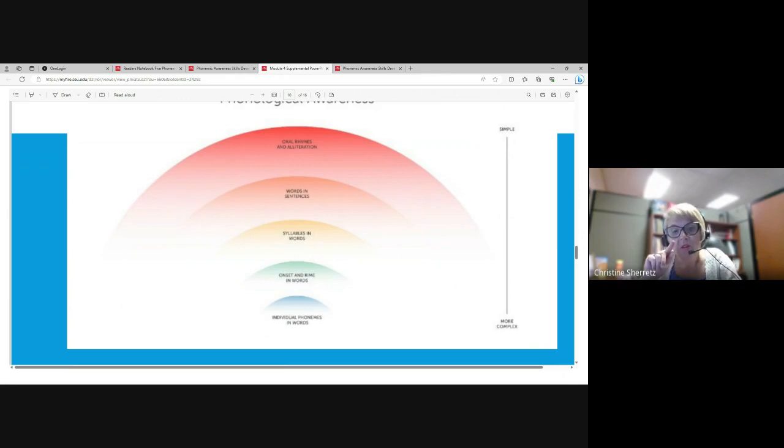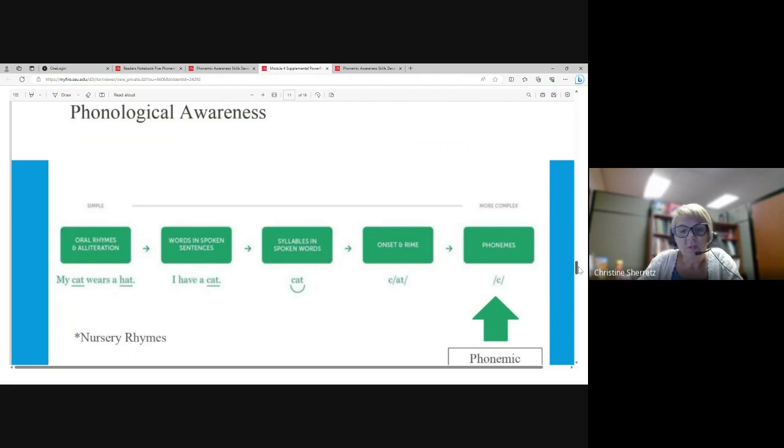So what you need is 5 strategies for phonological awareness. It could be any of these. And 5 strategies for phonemic awareness, where kids learn how to blend and segment phonemes. If you are struggling with the difference between those two, you can come and talk to me, or we can have an individual meeting.